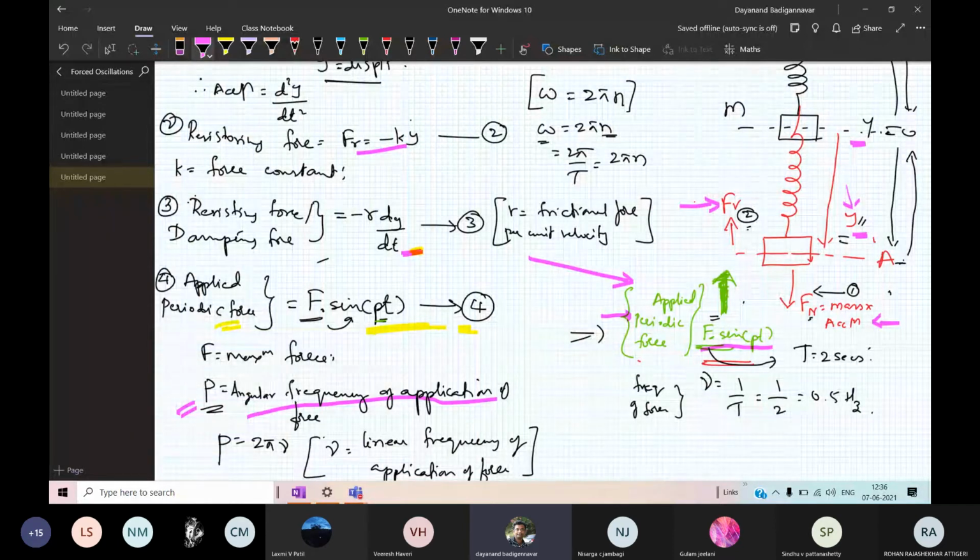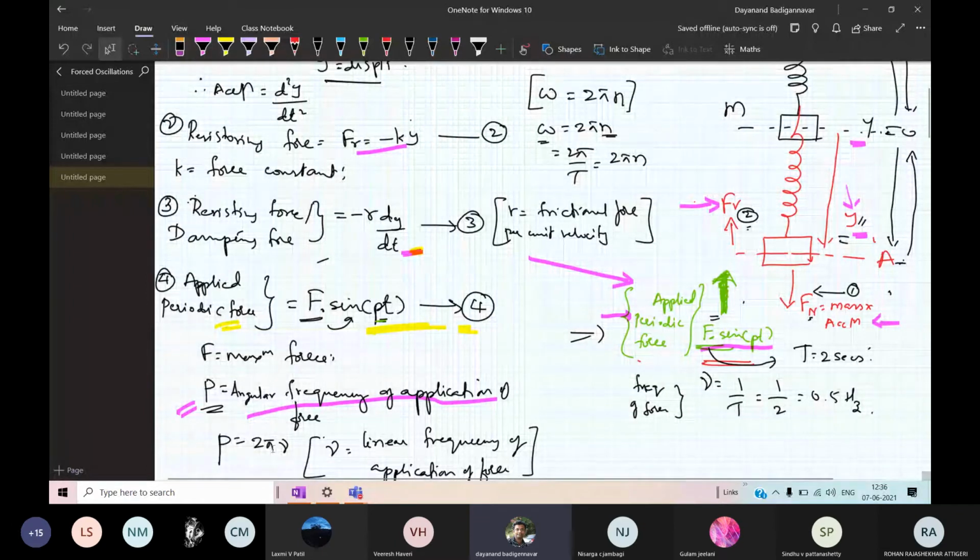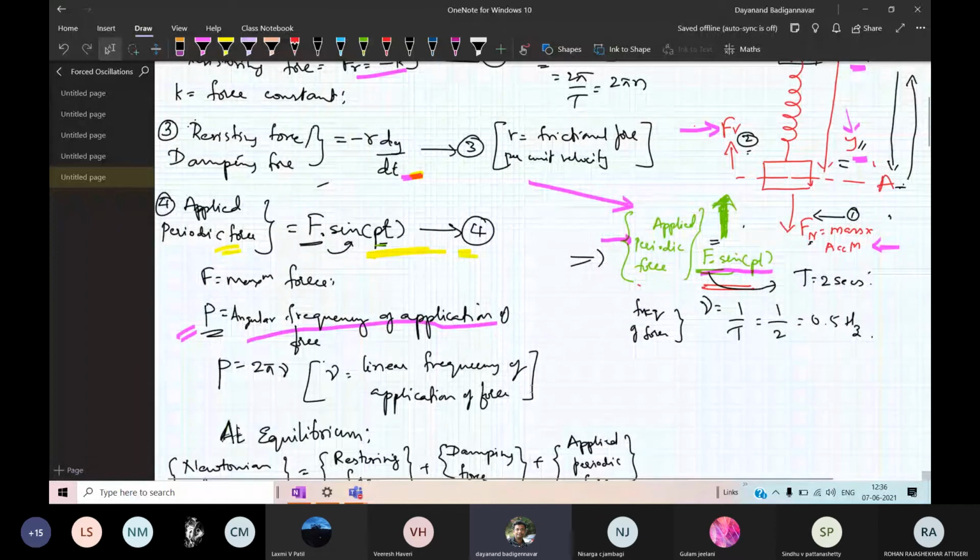P is the angular frequency. Mu is the linear frequency of application of the force. How is it related to P? P is equal to 2 pi mu. You know, mu is related to the applied frequency and the natural frequency.